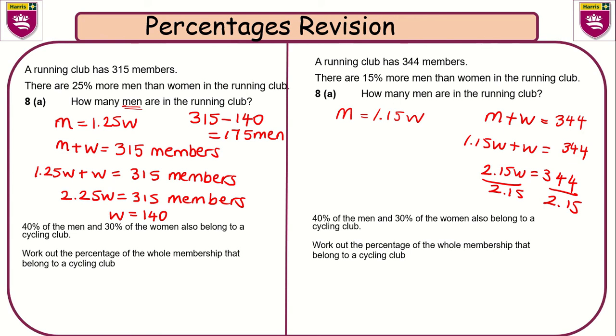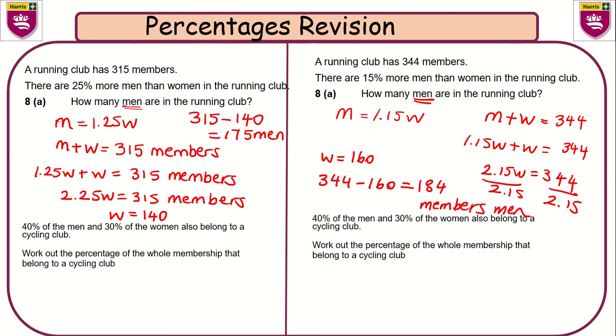So if I have 344 divided by 2.15, that is going to give me 160. So W equals 160. They're asking me to find out how many men there are in the running club. So if I do 344 take away the 160, I'm going to end up with 184 members that are men.